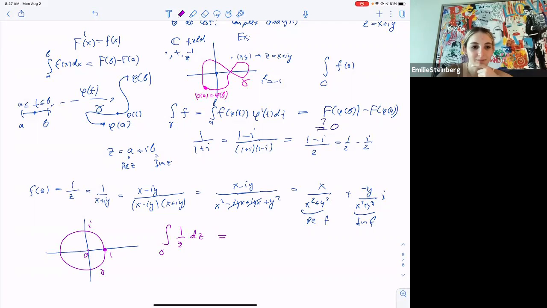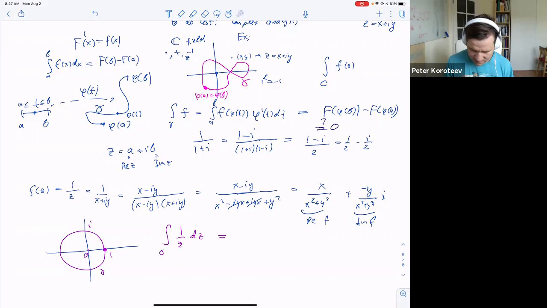Can you repeat the question? What is this integral equal to? So we are integrating in this sense, right? In the sense of this path integral of a path, function 1 over z, which is given by this expression, over this loop.